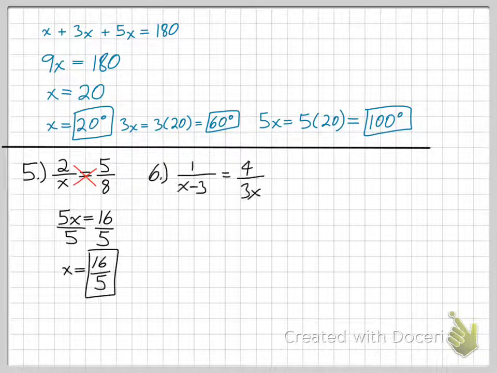You divide both sides by 5, and you get x is equal to 16/5. Okay? And you can just keep that like that. That is written in lowest terms. So the answer is 16/5. Okay? Moving right along to the next problem.